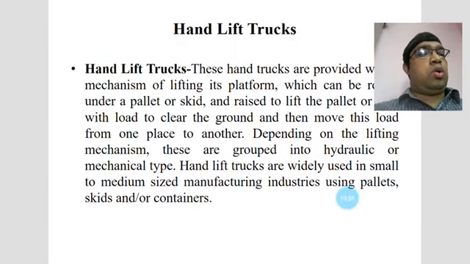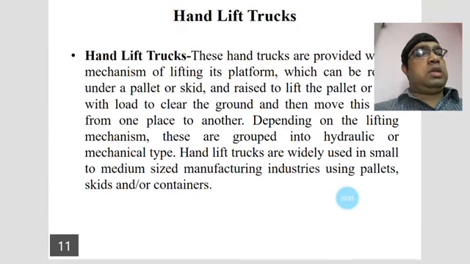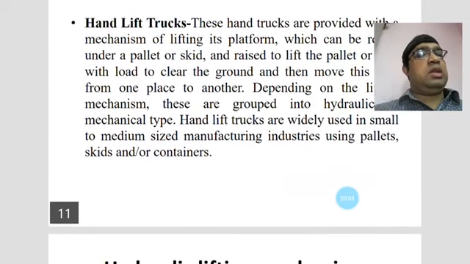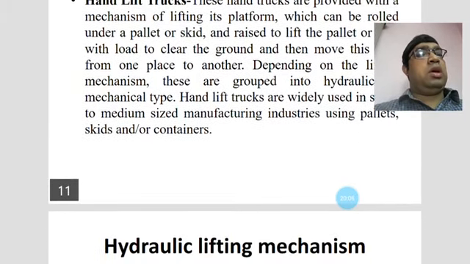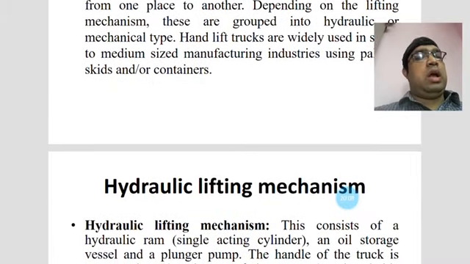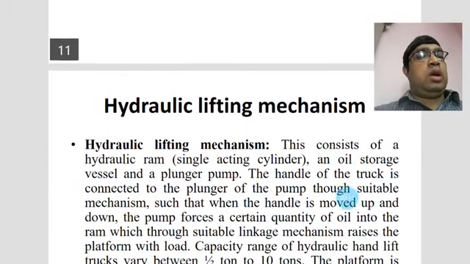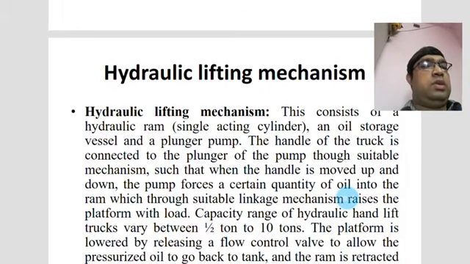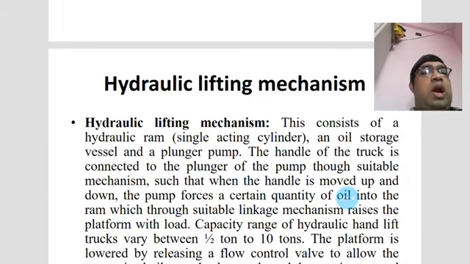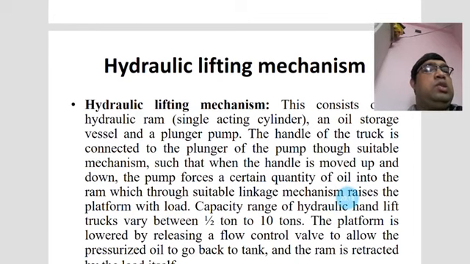We have to pay attention to the sizing and transfer of materials, and to the different types of containers. The hydraulic lifting mechanism consists of a hydraulic ram, a single-acting cylinder, an oil storage vessel and a plunger pump. The handle of the truck is connected to the plunger.